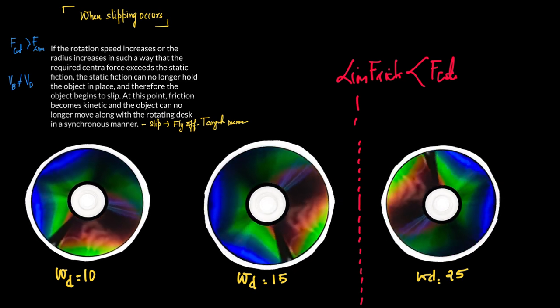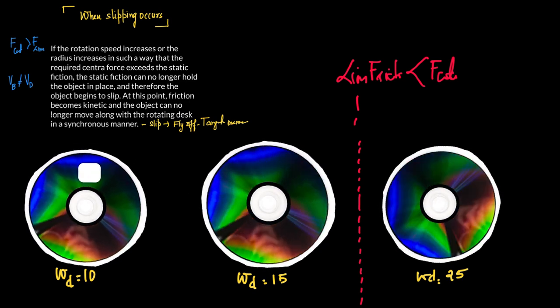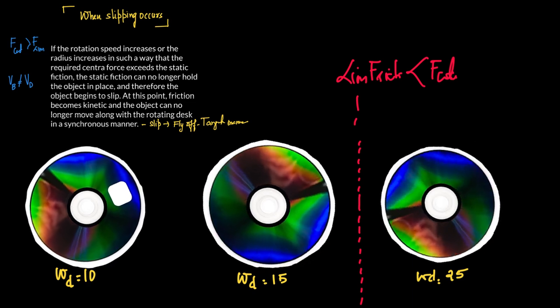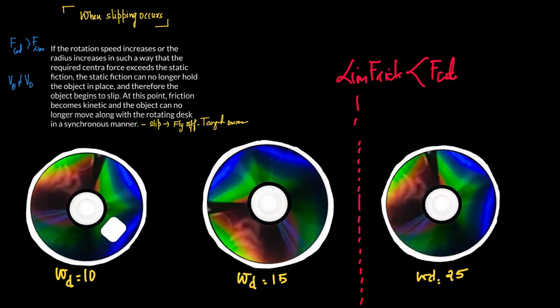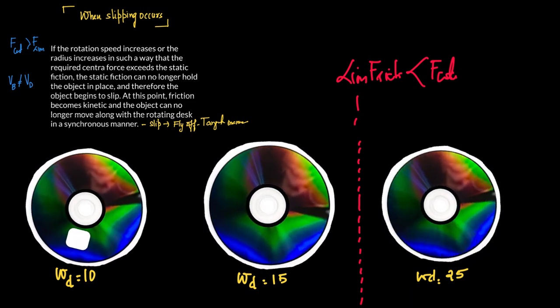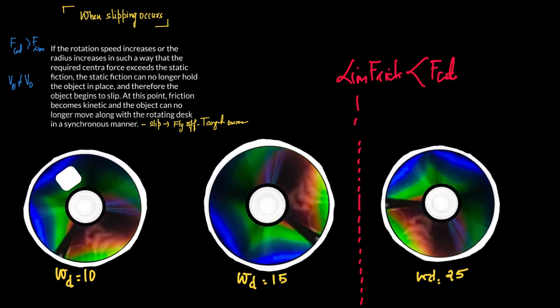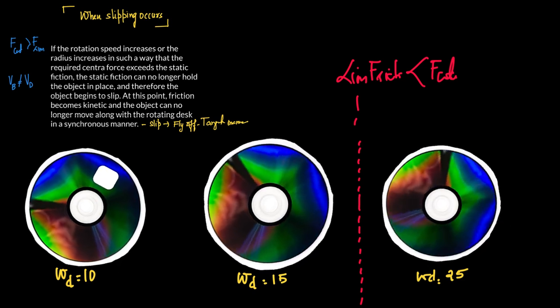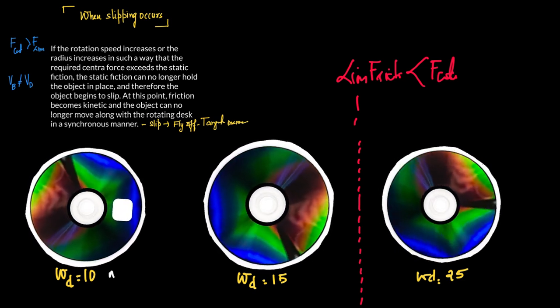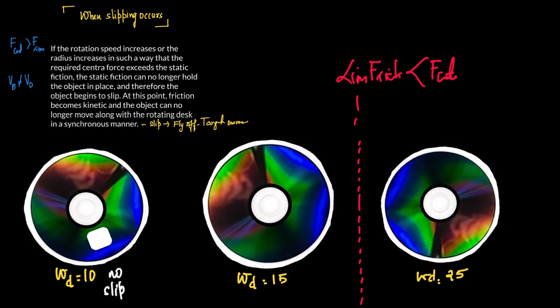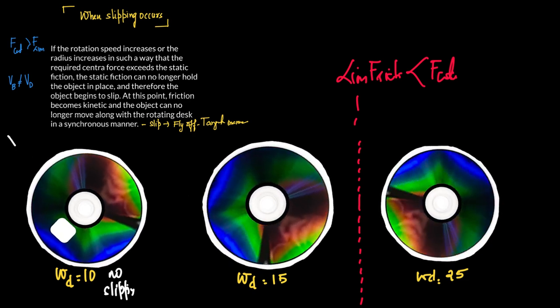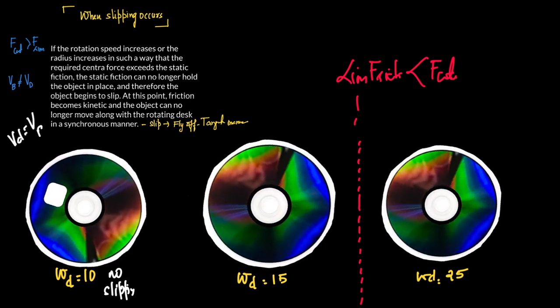So if you observe the first case, and if you try to focus yourself, what you see is the speed of the disk here is actually equal to the speed of the beaker, which means there is no slipping. Why? Because velocity of disk is equal to velocity of beaker.